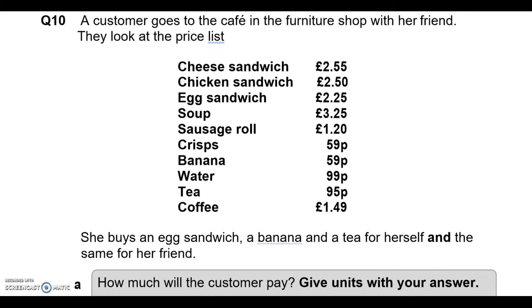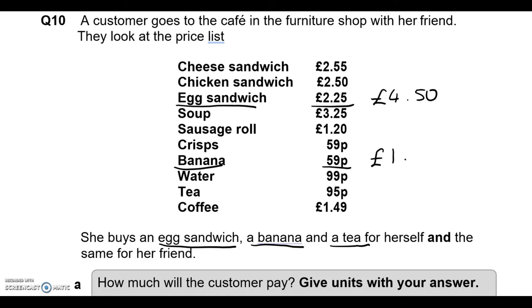Question 10. A customer goes to the cafe in the furniture shop with a friend. They look at the price list. She buys an egg sandwich, a banana, and a tea for herself, and the same for her friend. So we've got two egg sandwiches, two lots of 2.25, which makes £4.50. Then we've got two bananas, 59 pence each.